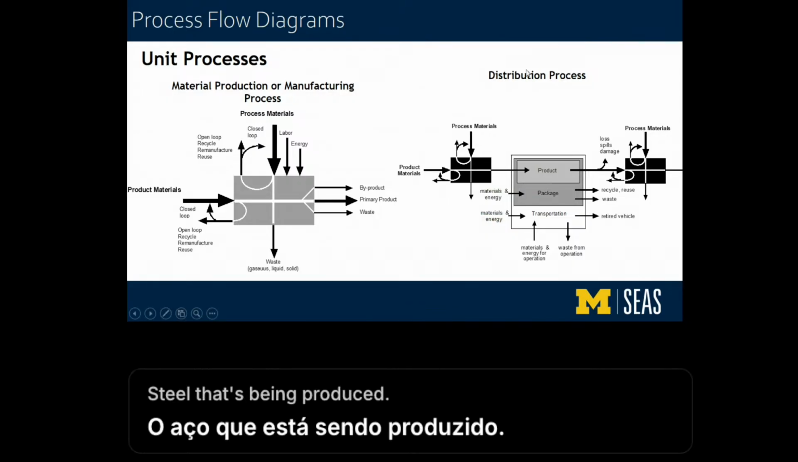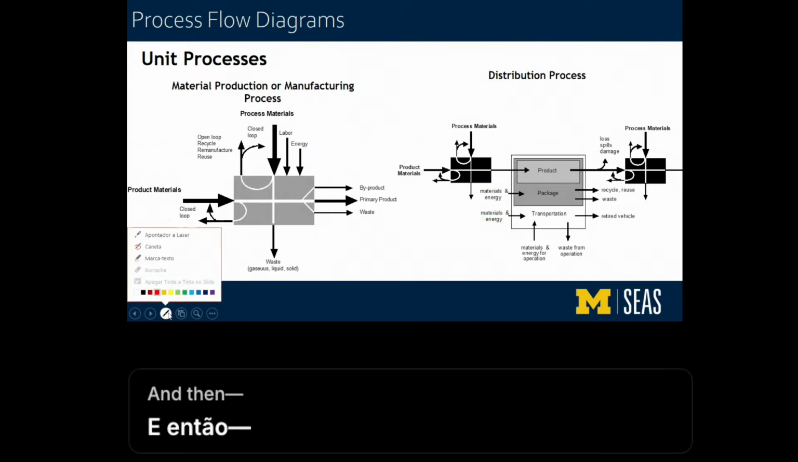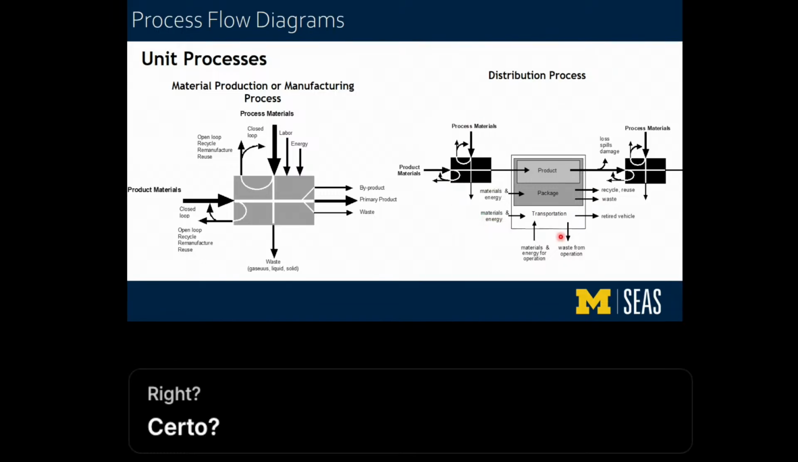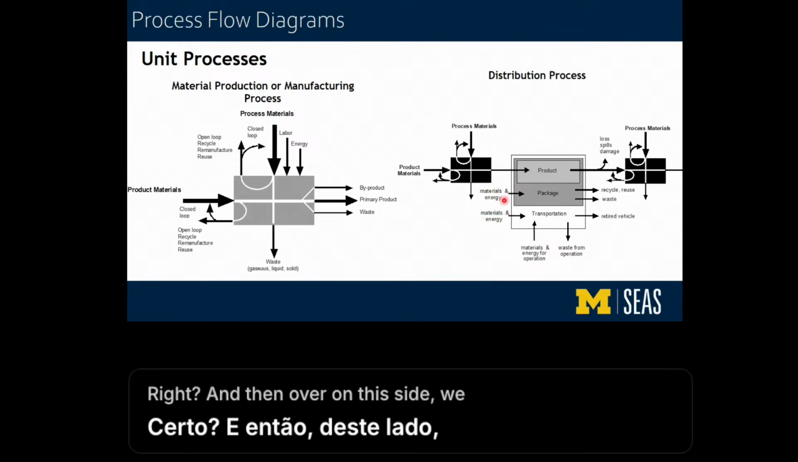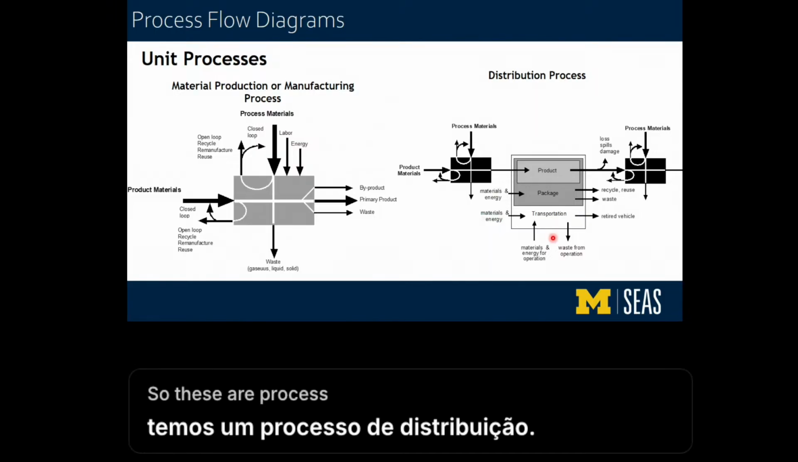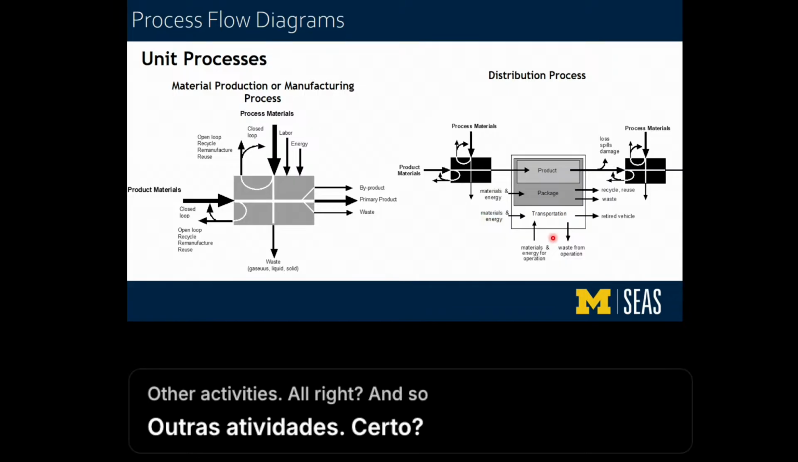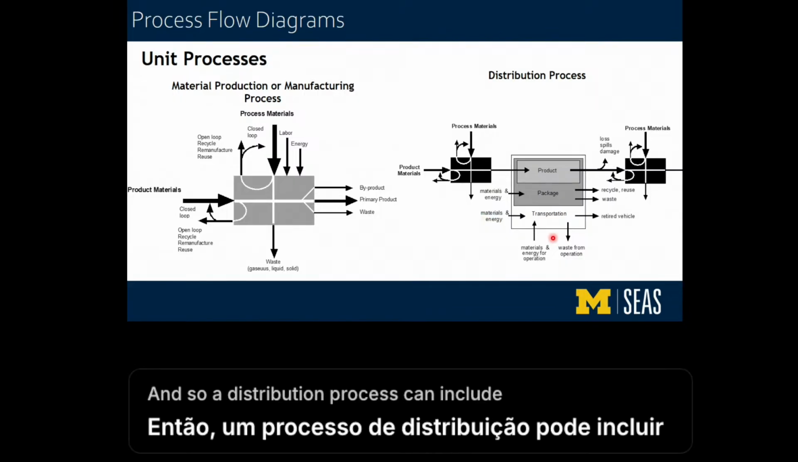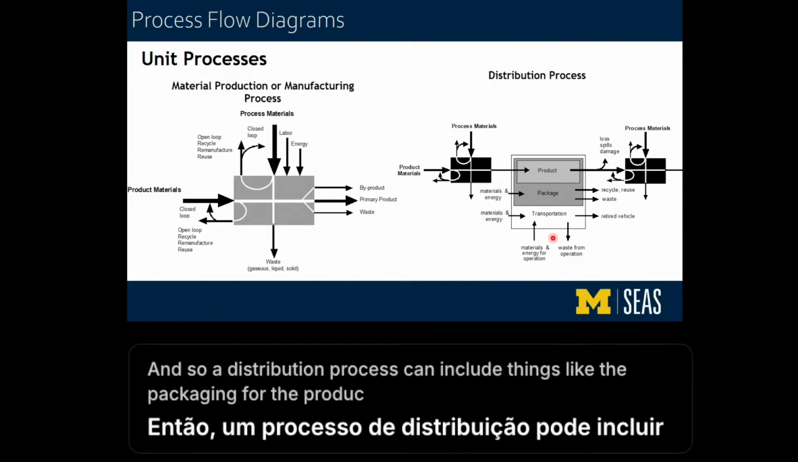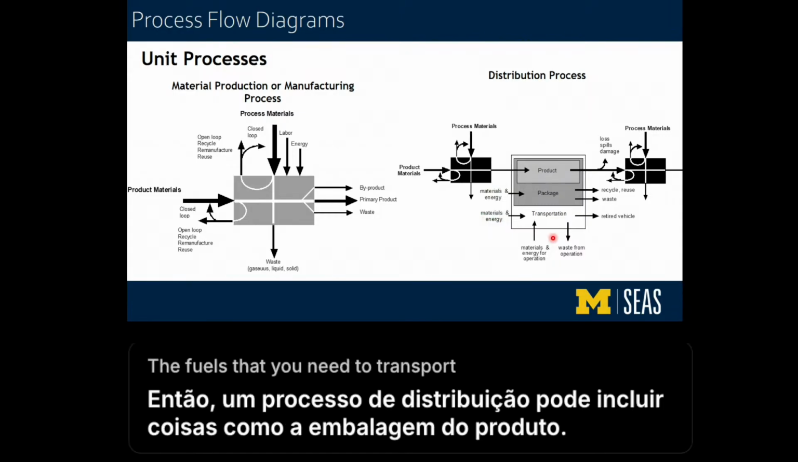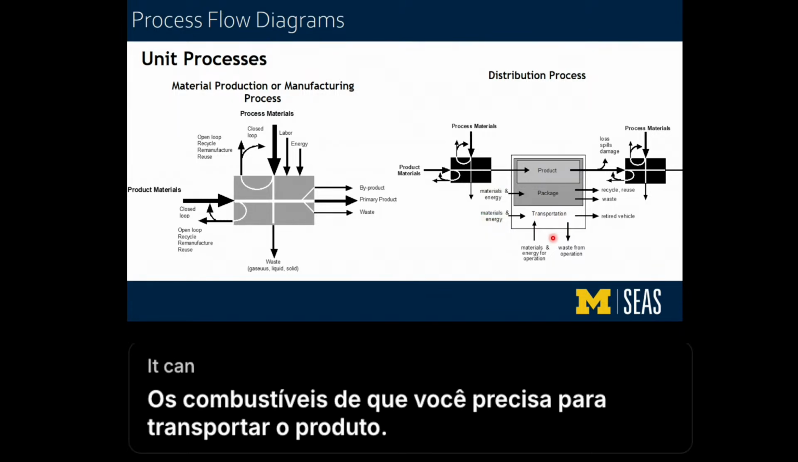And then, let me get this up. This will help a bit. Right? And then over on this side, we have a distribution process. So these are processes that move products between other activities, right? And so a distribution process can include things like the packaging for the product, the fuels that you need to transport the product. It can also include waste that might happen during transportation.